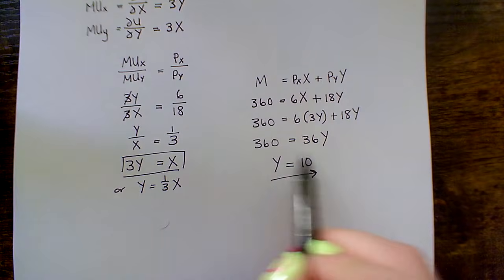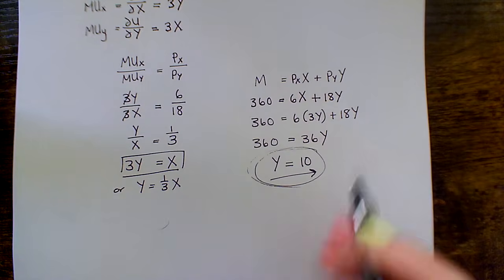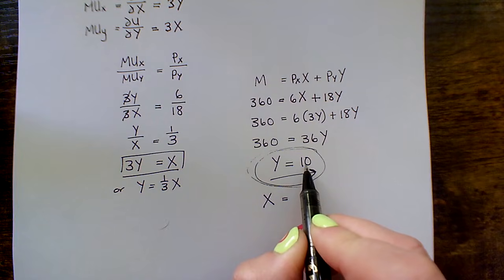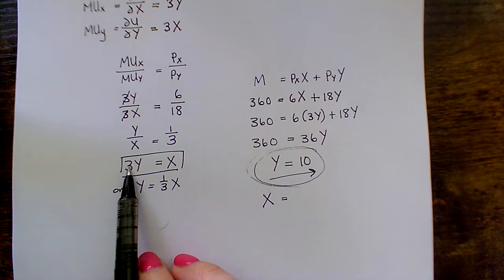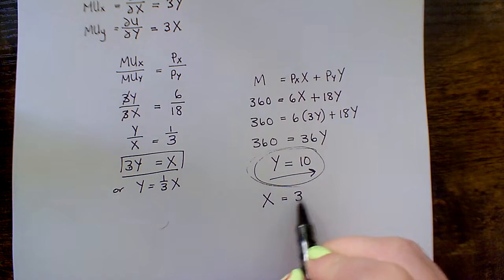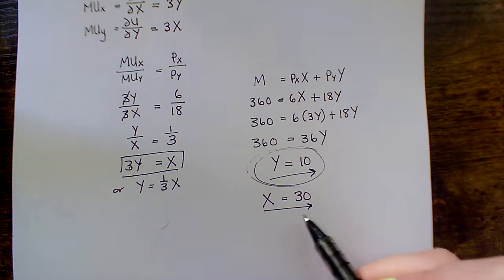So now I have my y in the best affordable bundle. So my X, I'm going to sub y equals 10 into here. And so 3 times 10 would give me X of 30. So this is my best affordable bundle.